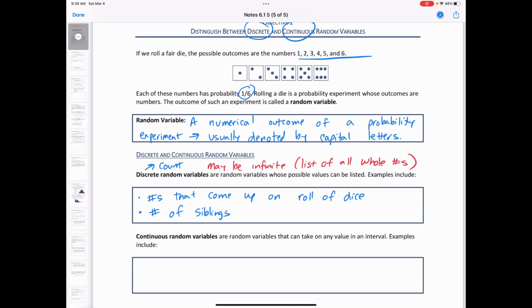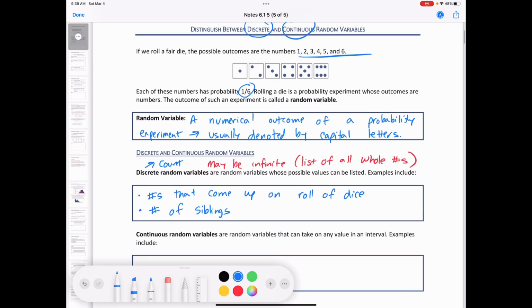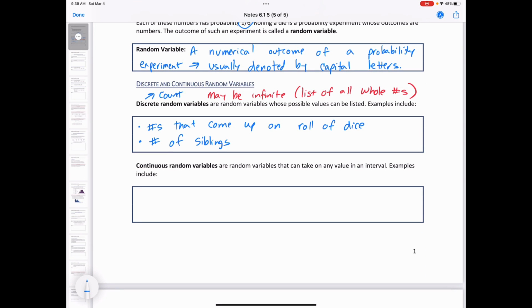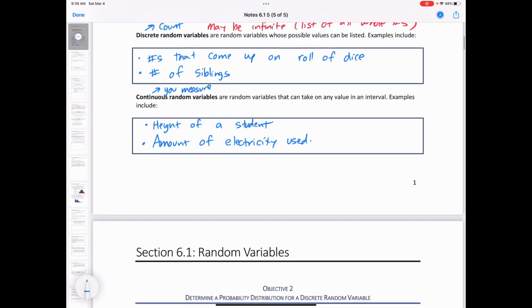And what I want to talk about next will be continuous random variables. Same as before, continuous is going to be something that you measure. And they're random variables that can take on any value in an interval. Examples include height of a student, the amount of electricity that you use, and what we're going to focus on in this chapter will be discrete.